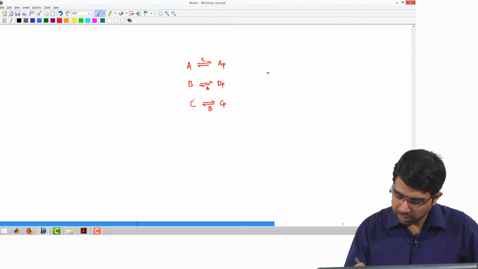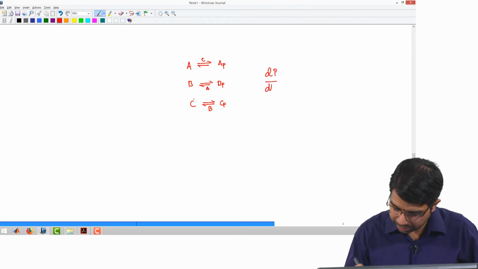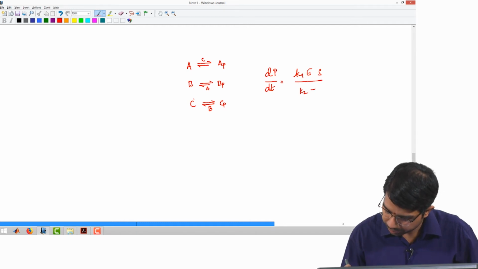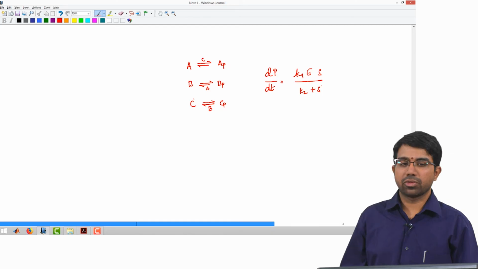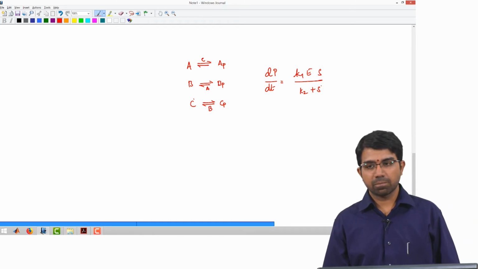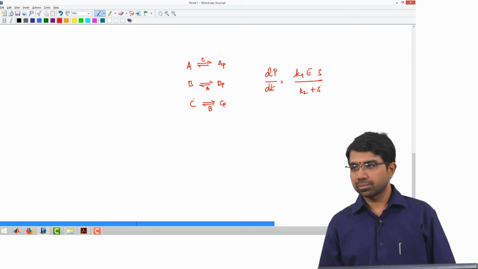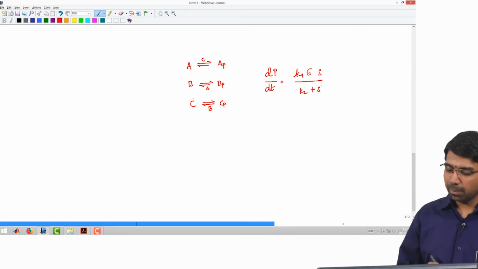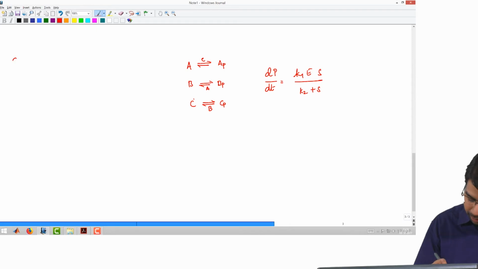What do we know? We know that dP by dt is roughly of this form, is that right? This is what we know. So, if you were to assume Michaelis Menten here, how would you write dAp by dt?